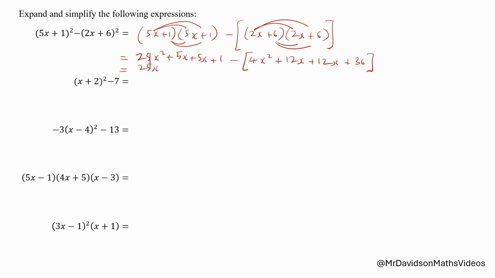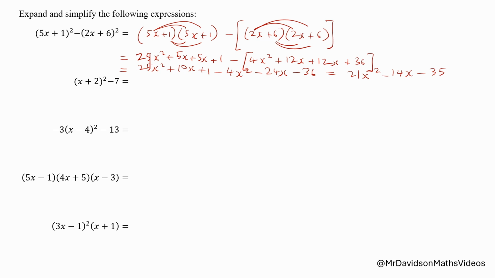So 25x squared plus 10x plus 1 minus 4x squared, 12x plus 12x is 24x, so minus 24x minus 36. And this will equal 21x squared, 10x minus 24x will give me minus 14x, 1 minus 36 is going to give me minus 35. And that's my final answer.